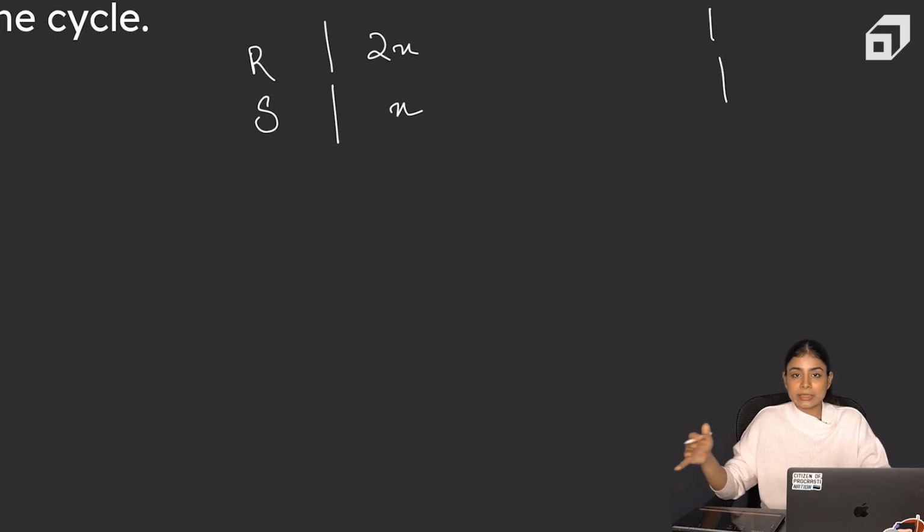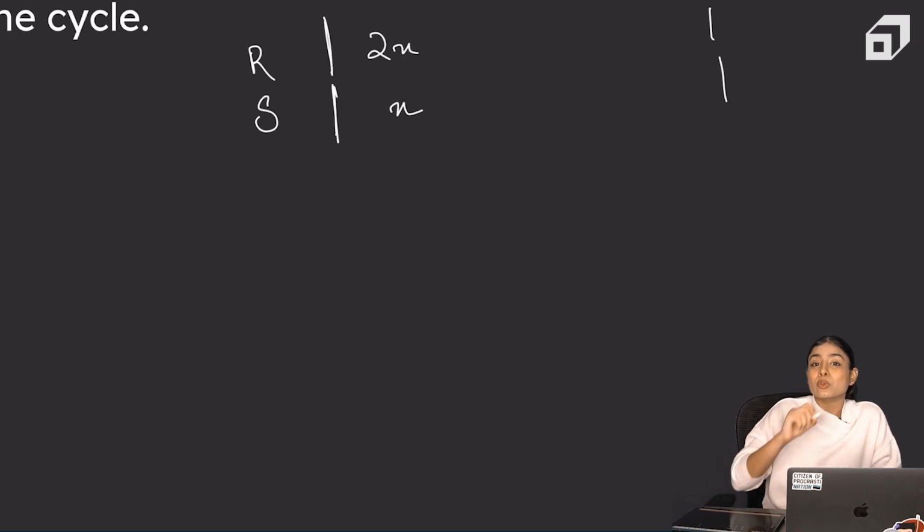At some point later in time, they both meet again, Riya and Saksham. How is that possible? Because Riya is moving at double the speed of Saksham. Then how is it possible that these 2 people meet at some point later in time if they are starting at the same point at the same time? The solution to this puzzle is that Riya and Saksham are actually moving in a circular path.